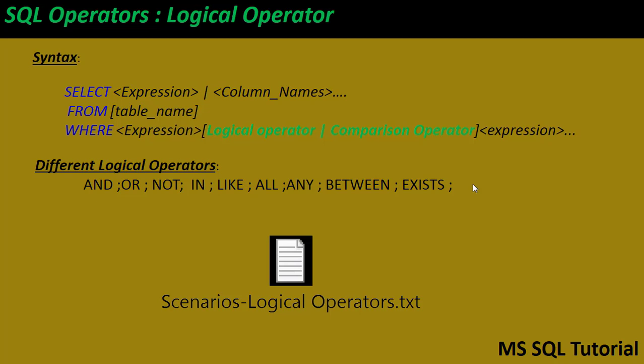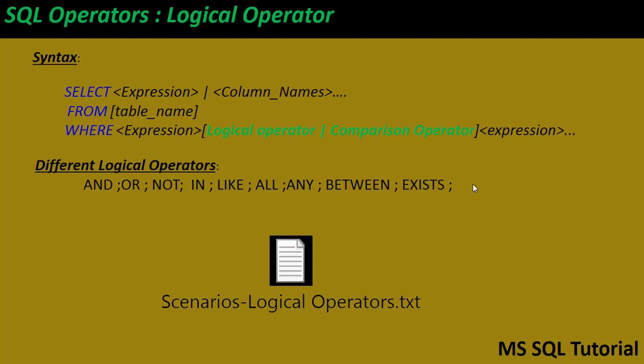If you see the AND operator, this AND operator allows the existence of multiple conditions in a SQL statement. We can use this in the where clause. Now the OR operator is used to combine multiple conditions in a SQL statement in the where clause itself.